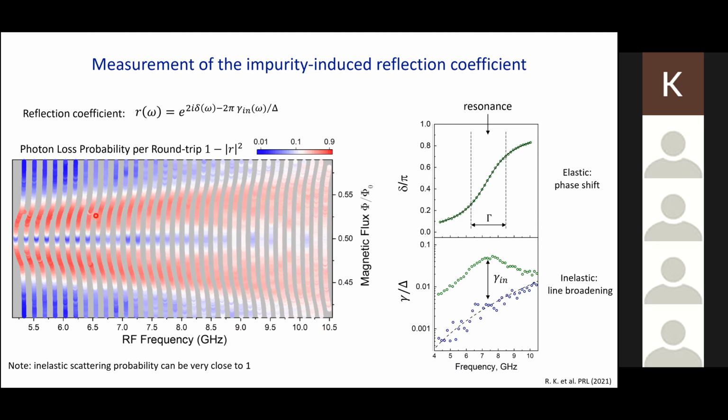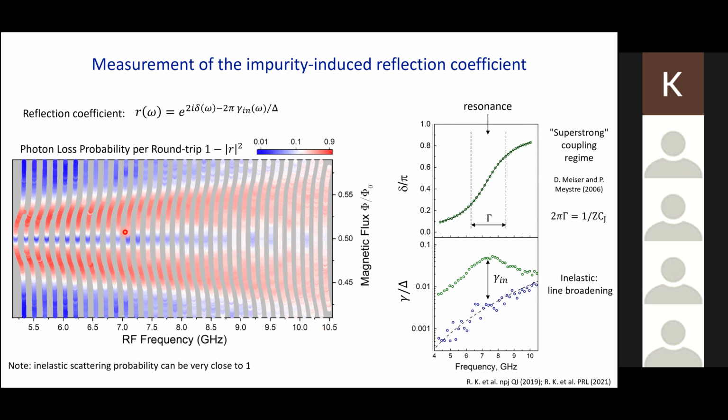Now, if you take, for example, a cut, we can extract from this data, again, the phase shift, which winds by pi around the resonance, and it has some line width gamma. And you see that there are many modes inside this line width, which is a signature of what is known as the super strong coupling regime. The super strong coupling regime is one of the requirements to see this effect of quantum impurity, or to be in this quantum impurity model regime.